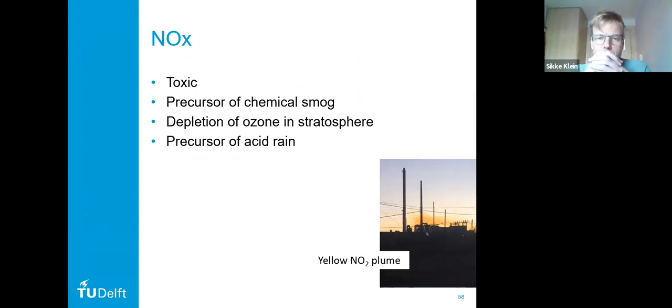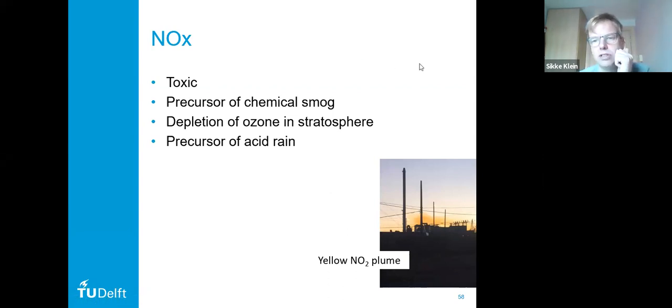Okay, NOx. We go back to NOx. NOx is one of the challenges for combustion. It is nitric oxide. So it's toxic. It's a precursor of chemical smog. So it gives this brown, yellow area. Depletion of ozone in the atmosphere and precursor of acid rain. So there is a lot of stringent regulation, especially in densely populated areas to limit the amount of NOx.